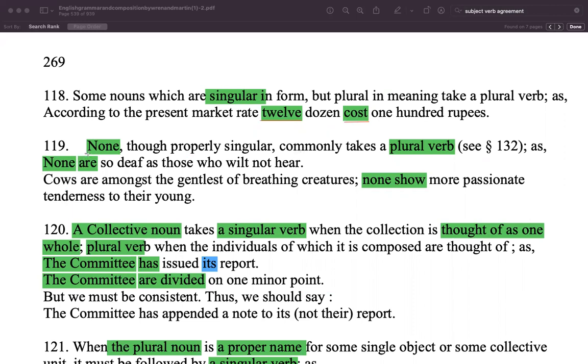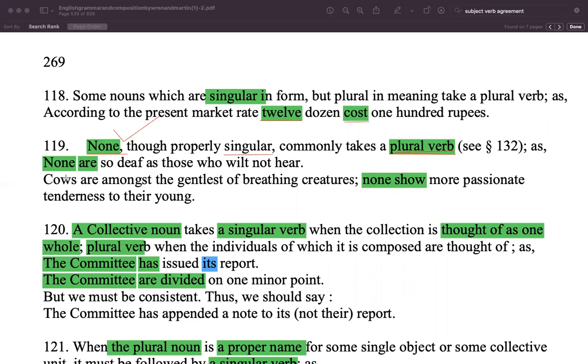Look into the next one, none. None, though properly singular. None is a what? No one. So it's properly singular, but commonly takes a plural verb. Properly singular, seeming what? No one. But at the same time, commonly takes a plural verb.